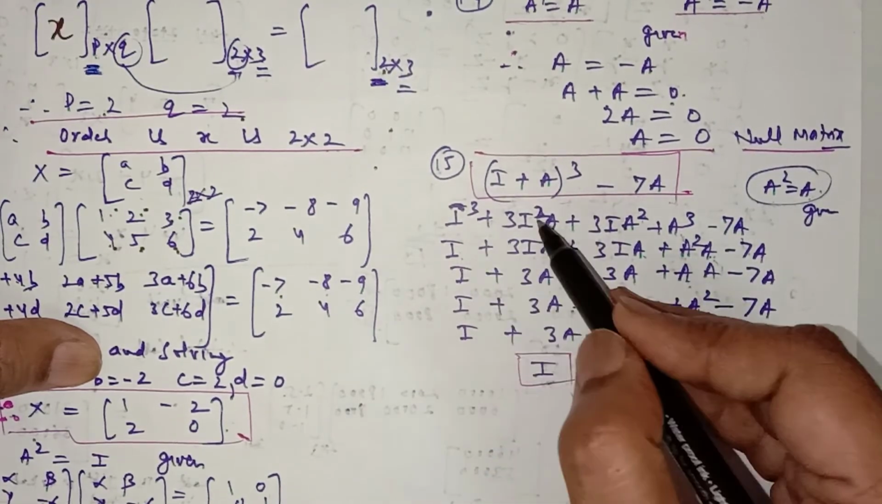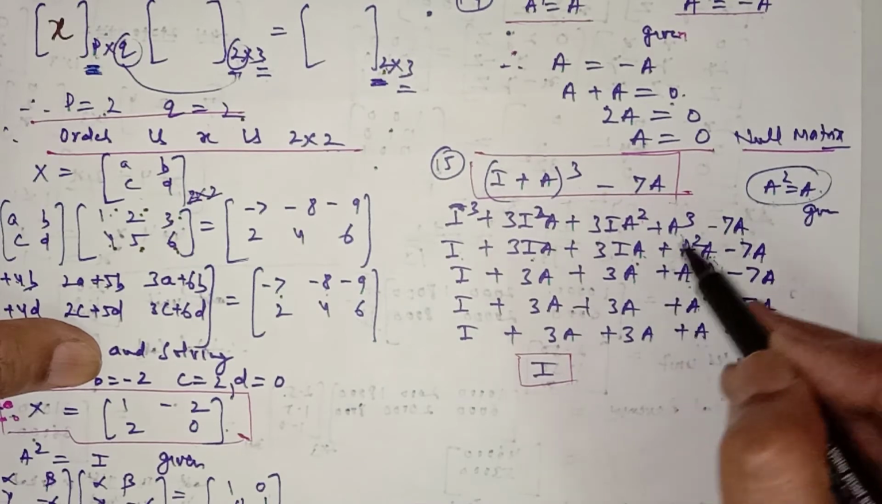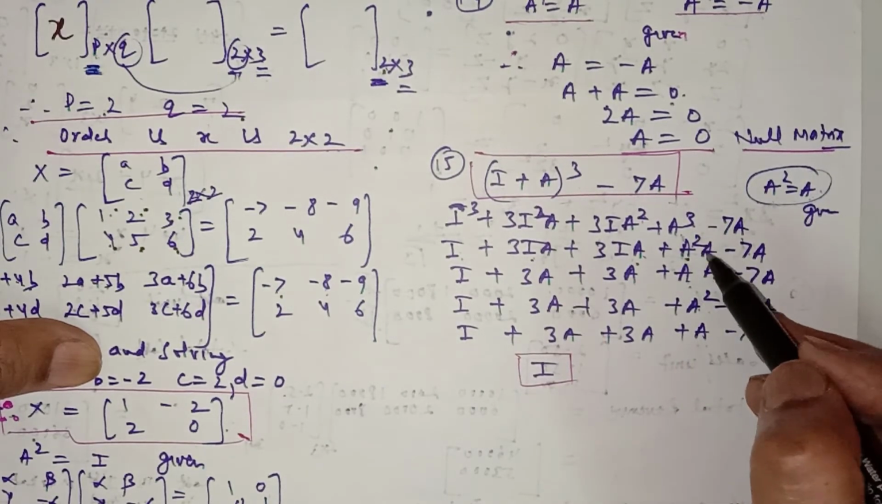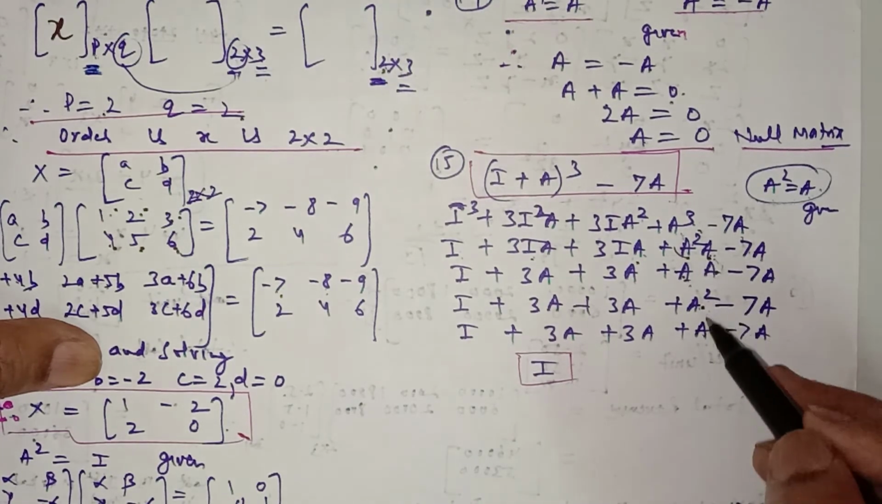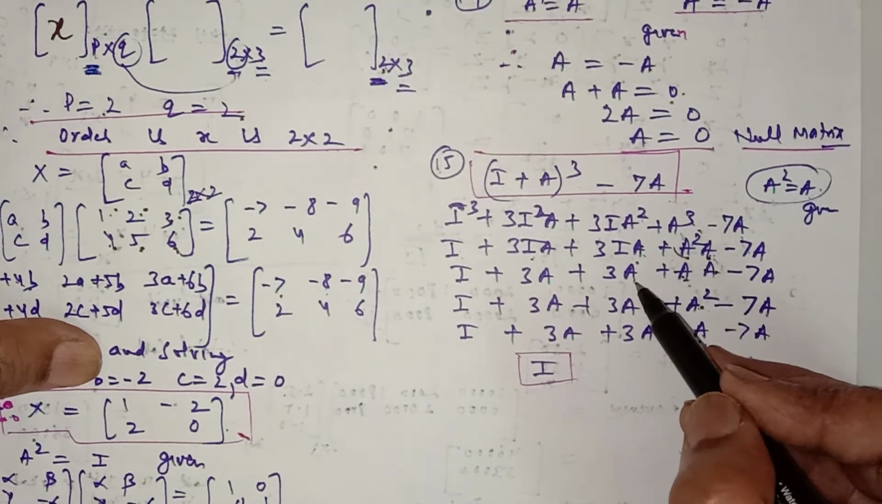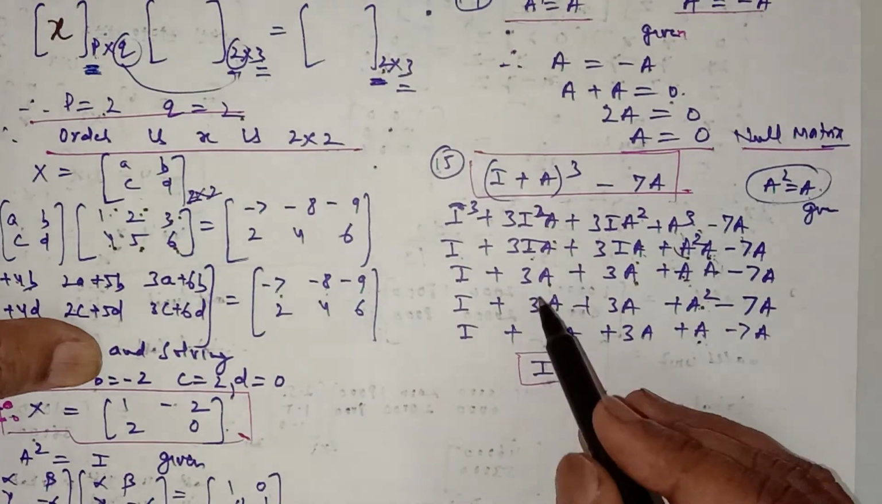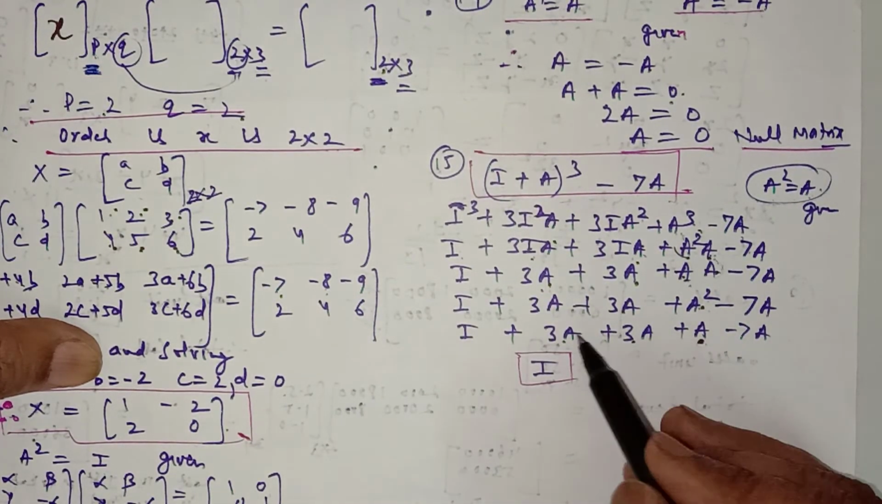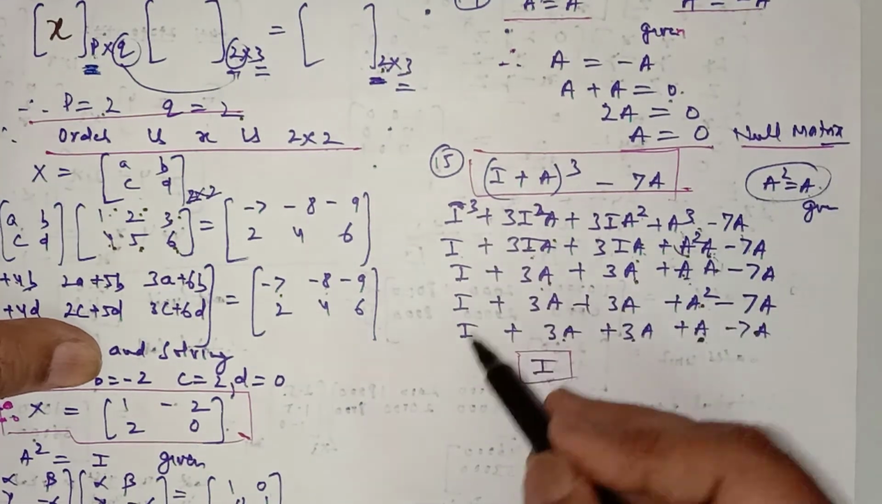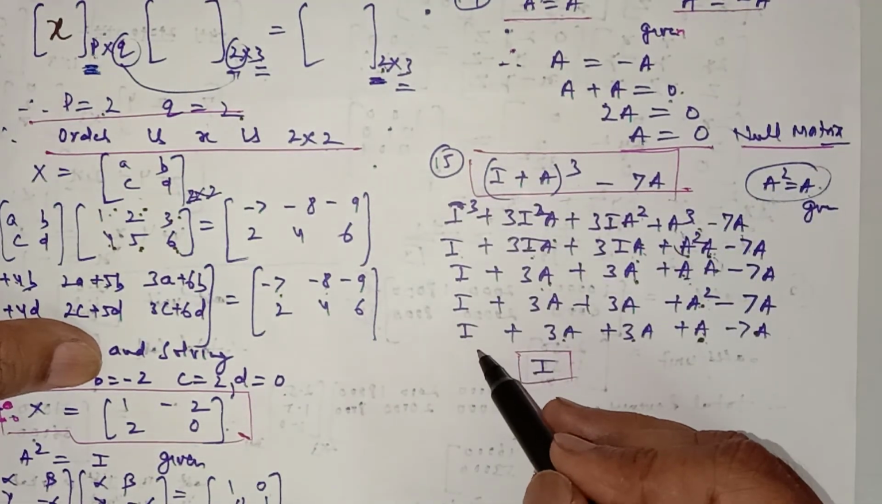Now I cube is I, I square is I, A square is A. For A cube you can write A square into A, and for A square you can write A, so A into A becomes A square. Again for A square you can write A. I into A is A. So 3A, A square is A, that is 3A, A. 7A minus 7A equal to 0. So the value of this expression is coming out to be I.